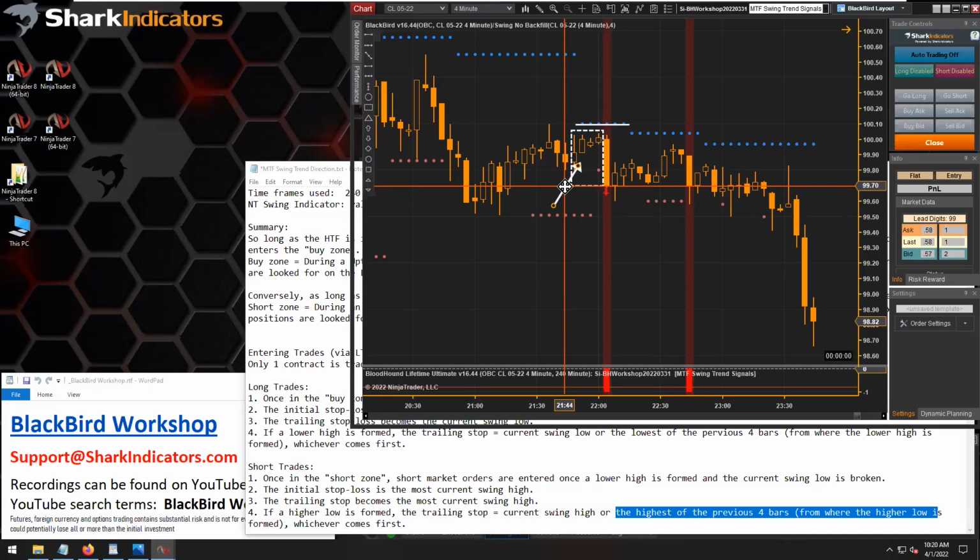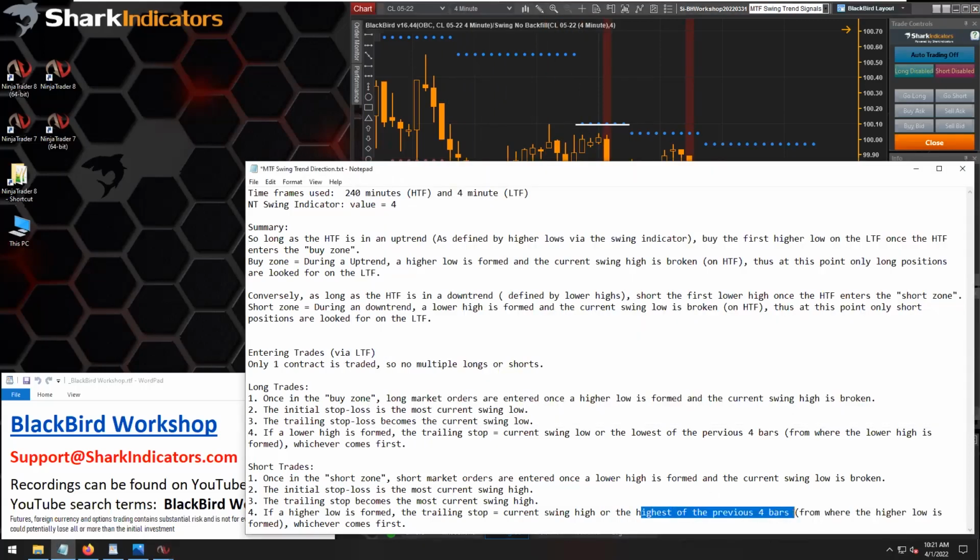BlackBird is not a swing indicator, so BlackBird's not going to synchronize with the swing indicator to know when the swing indicator just formed a higher low or a lower high, so that it can then look back and find the highest highs or the lowest lows of the last 4 bars, right? So basically, that kind of custom condition here requires an indicator to go through and track the swing points, right?